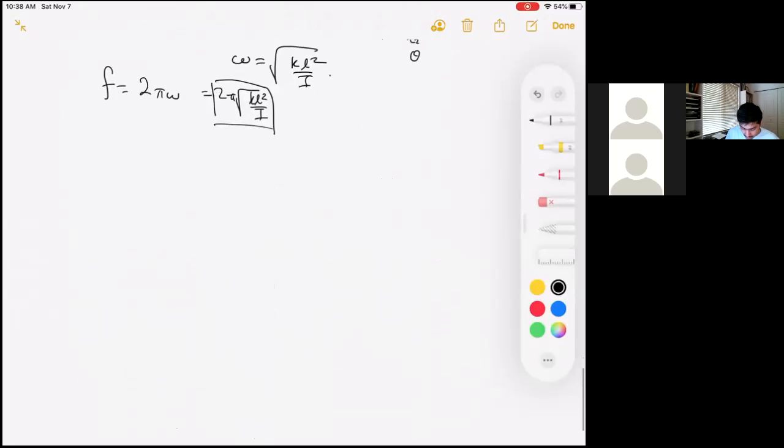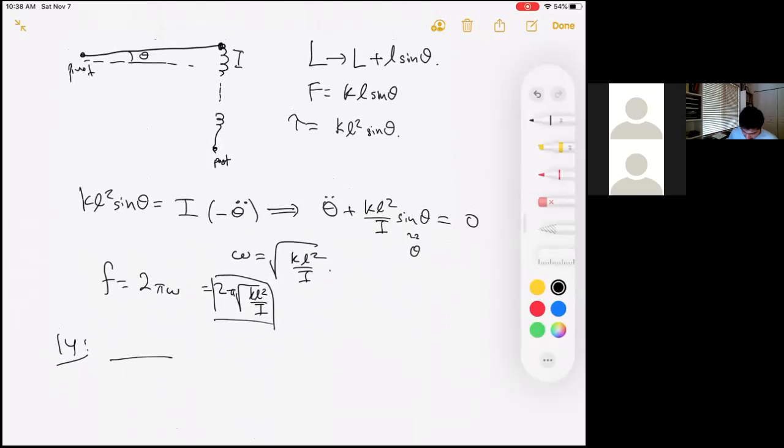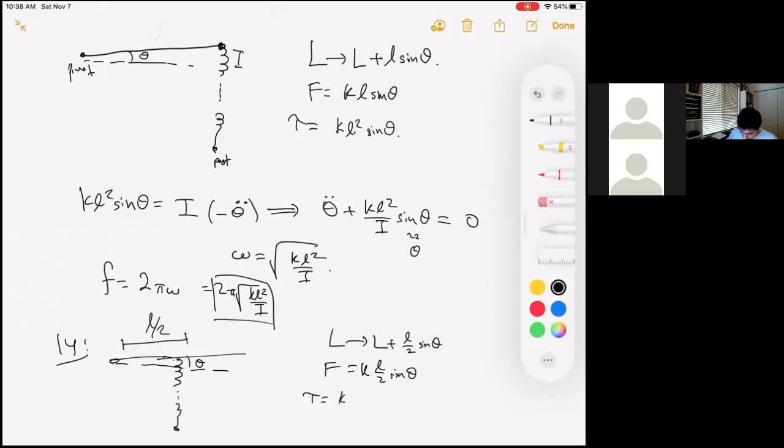Now, if we do problem 14, the spring has now moved to half the distance. So in fact, the only change is that now, if the spring is at half the distance, and this increased by theta, then the length now only went to L plus L over 2 sine theta. So the force is now KL over 2 sine theta. And again, the torque is now only the force times L over 2 because the lever arm is at L over 2. The torque is now KL squared over 4 sine theta. And then the I alpha is exactly the same.